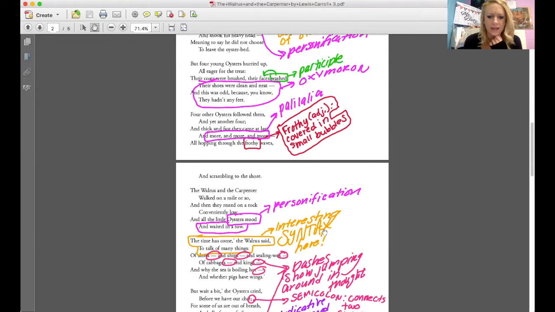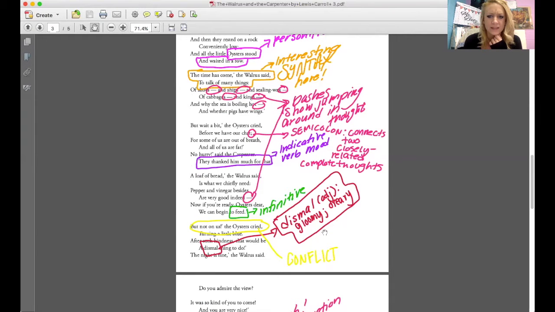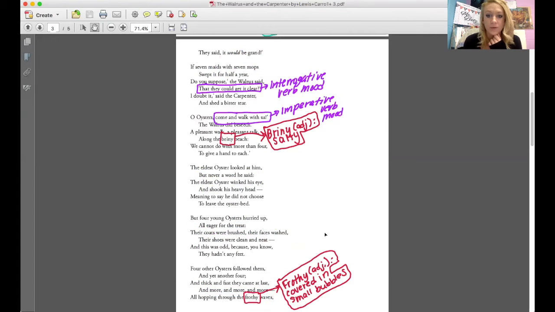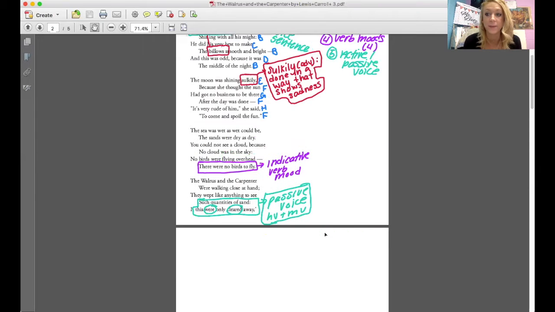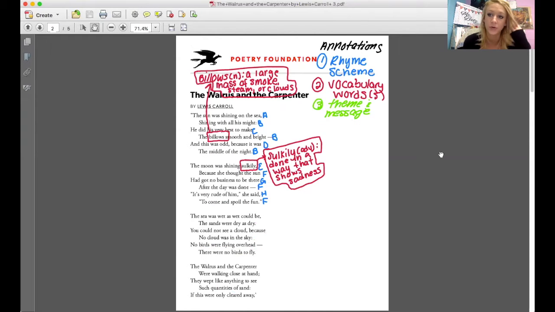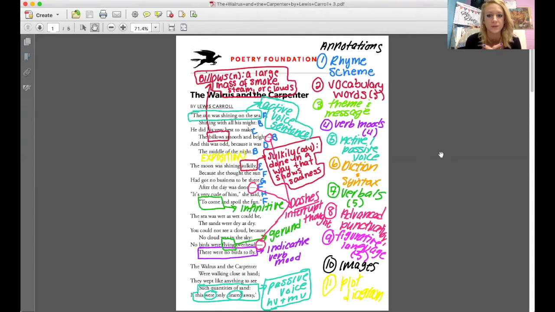So I went in and I was skimming. This is another indicative verb mood, and I labeled a couple different kinds. You can double up on a few of them depending on which poem you chose and what's there, but you want to try and show a couple different types of verb moods.